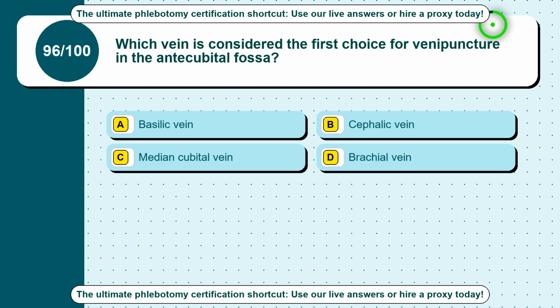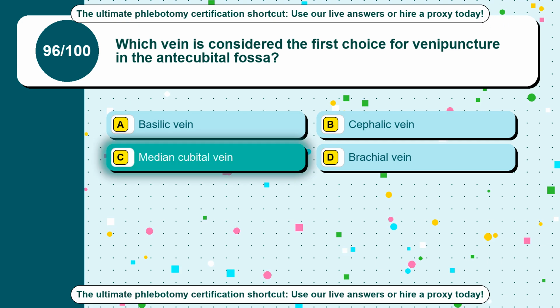Question 96. Which vein is considered the first choice for venipuncture in the antecubital fossa? Option A. Basilic vein. Option B. Cephalic vein. Option C. Median cubital vein. Option D. Brachial vein. The correct answer is option C. Median cubital vein.